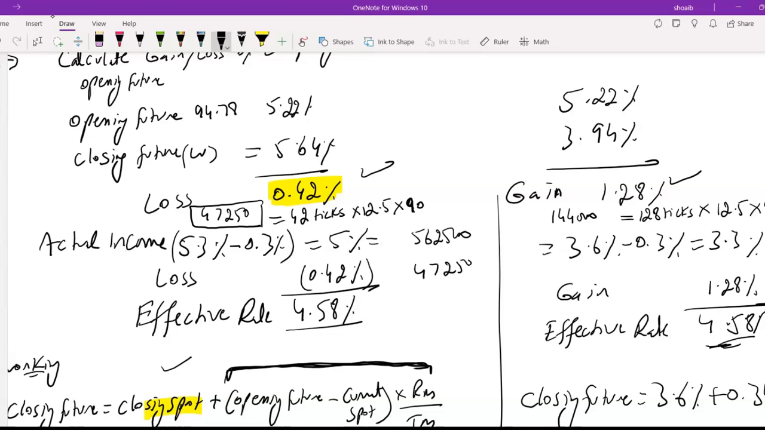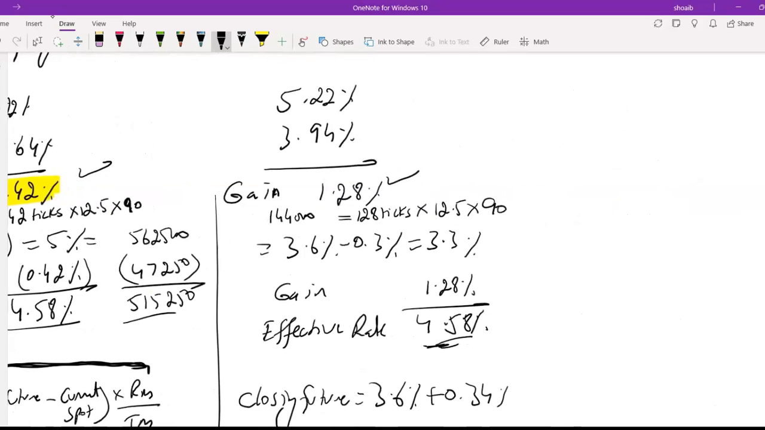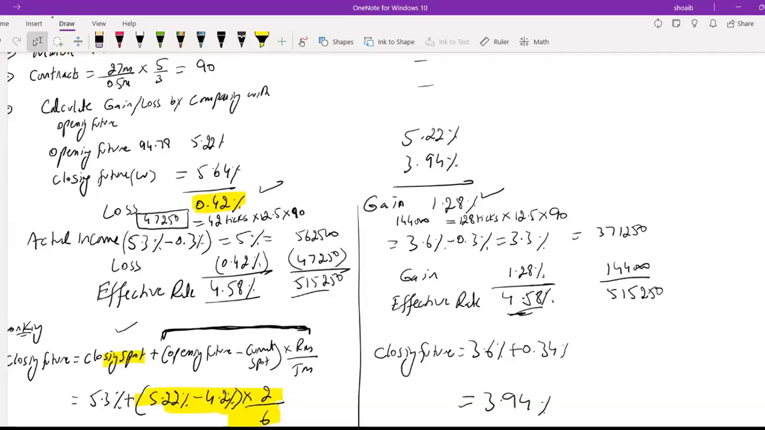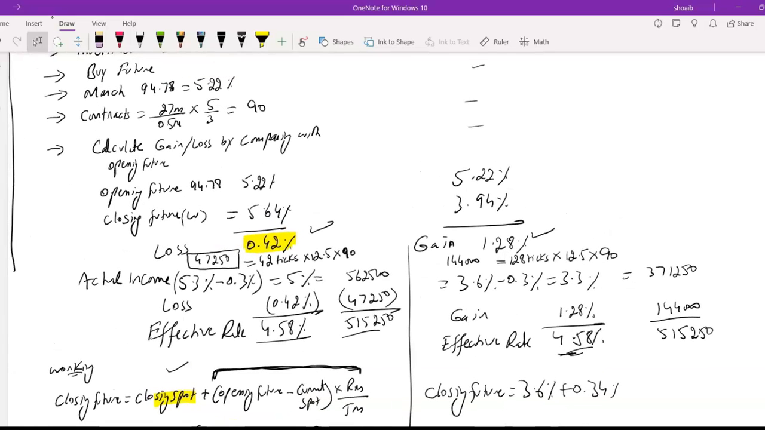Minus 47,250. So it would be minus 47,250. It would be equal to 515,250. And here, if you want to convert 27 million into 3.3% into 5/12, 371,250. Plus 144,000. And that would be equal to 515,250. Please have a look on this, guys. Please have a look.